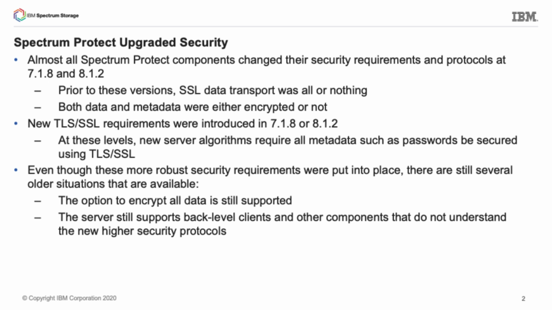Now, in both the 7 code stream and the 8 code stream, we made some changes in the way we do security for the Spectrum Protect client and other components in the product. Prior to version 7.1.8 and 8.1.2, you either did SSL secure transport or you didn't. And if you did, it applied to both the data and the metadata. So it was totally turned on for server-to-server communications or client-to-server communications.